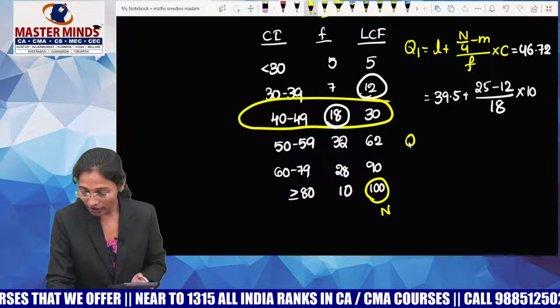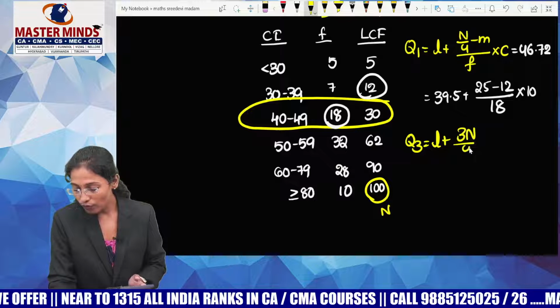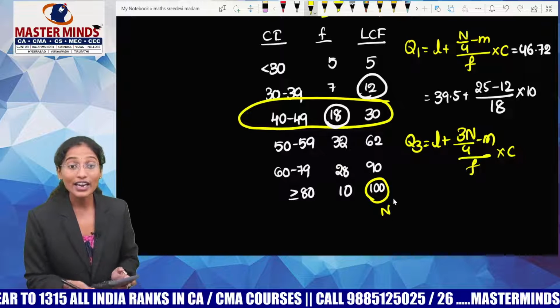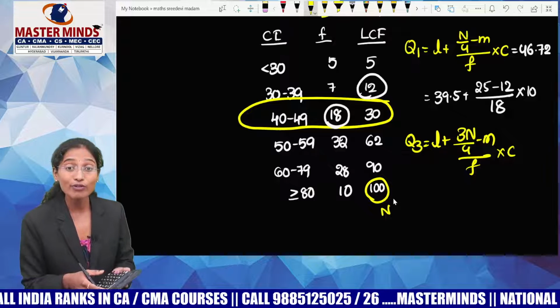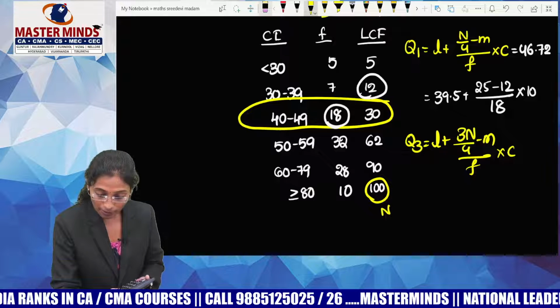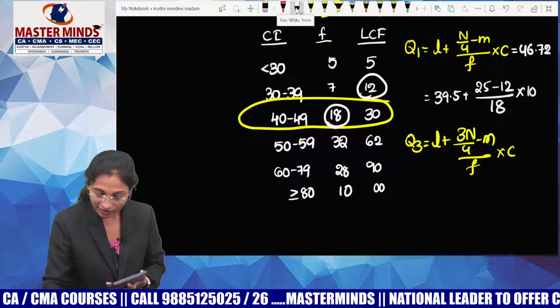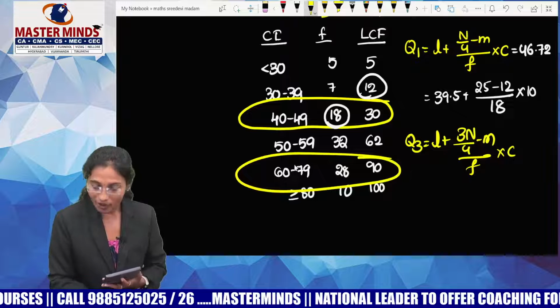Now, let me calculate the third quartile. What is the formula for the third quartile? Q3 equals L plus 3N by 4 minus M by F into C. What is your N? 100. 3N by 4 means 300 by 4. What is 300 by 4? 75. Now guys, could you please observe the cumulative frequency which is just exceeding 75? Yeah, this one. What is L?